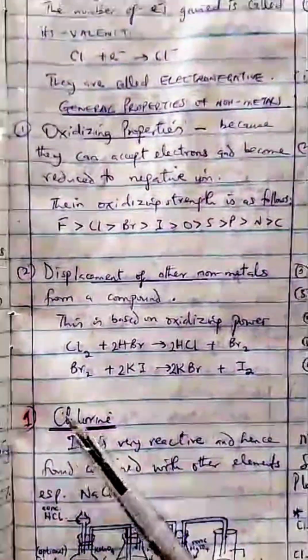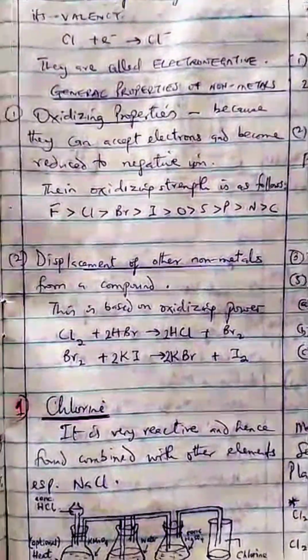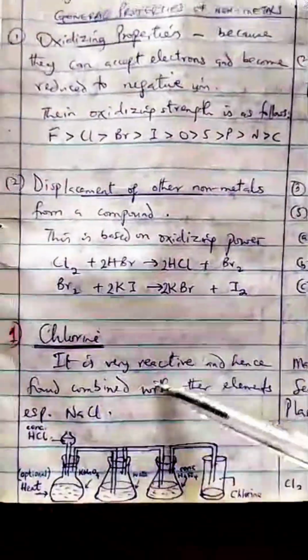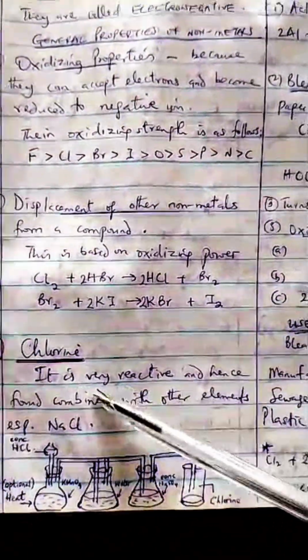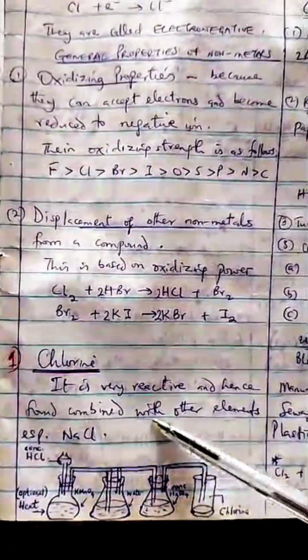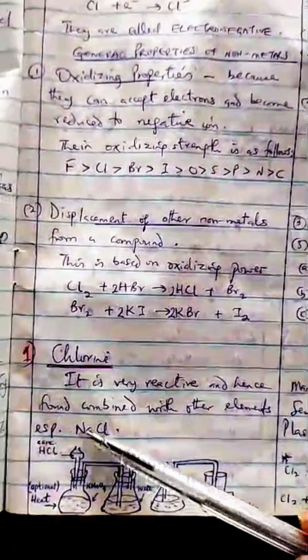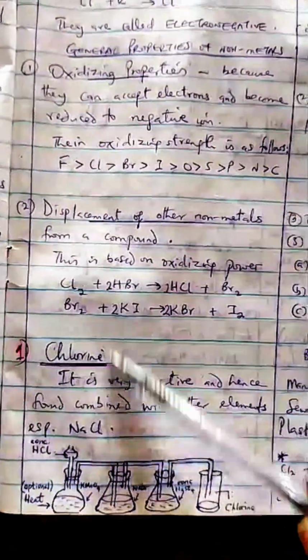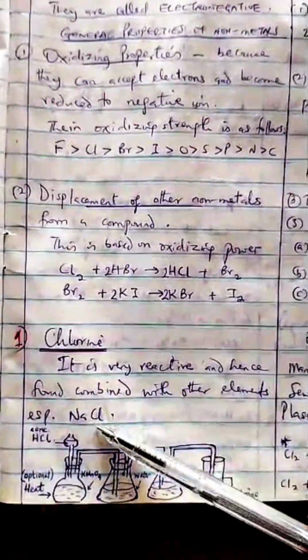Now let's look at the first nonmetal, chlorine. As I said, chlorine is very reactive and hence found combined with other elements, especially sodium chloride. Sodium chloride is a typical compound of chlorine.